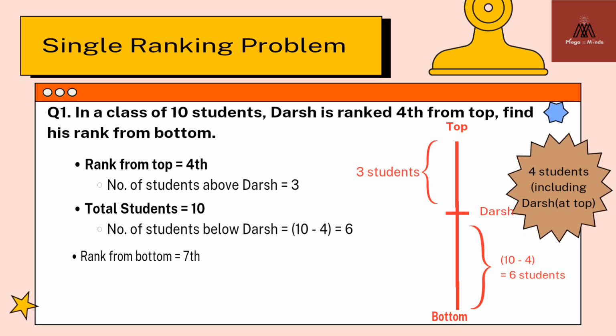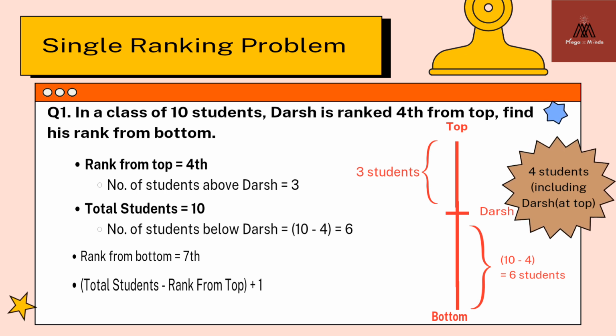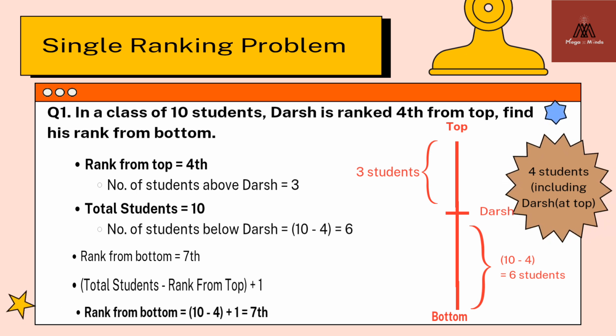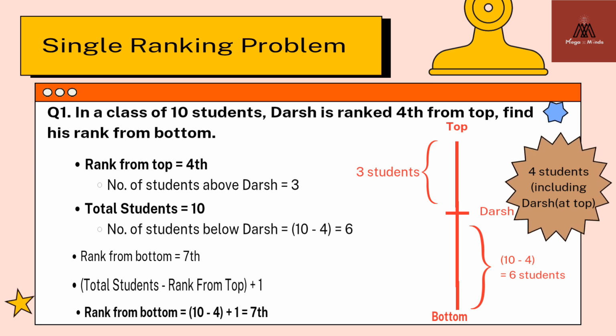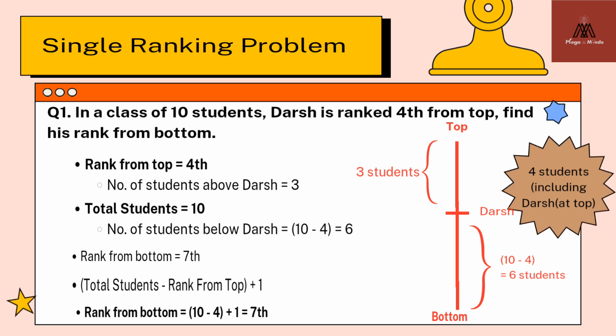We can also solve this question through the given formula. By adding 1 to the difference between the total students and the rank from top, we can arrive at the rank from bottom. But it is always better to understand the approach rather than memorizing formula.